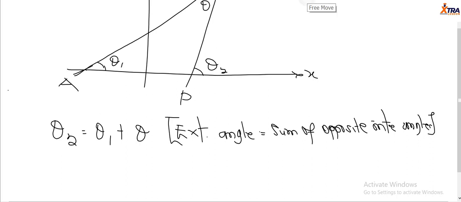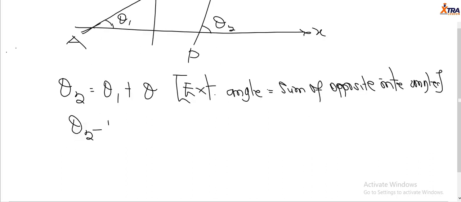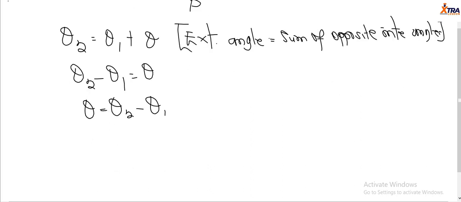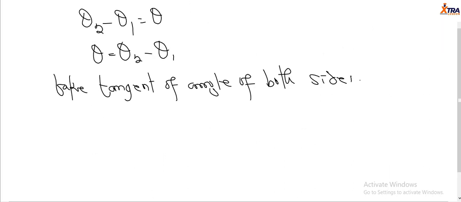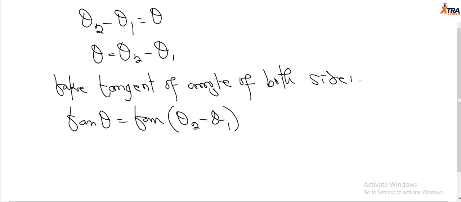Then we have theta 2 minus theta 1 equals what? Theta. Definitely we have theta equals theta 2 minus theta 1. Now, if we take the tangent of both sides, it means we have tan theta equals tan of (theta 2 minus theta 1).